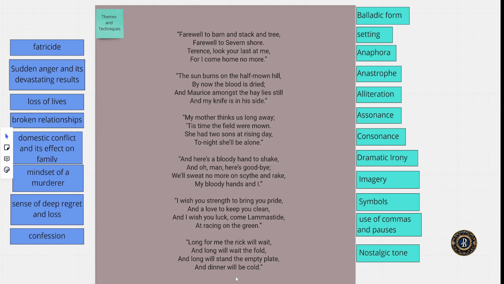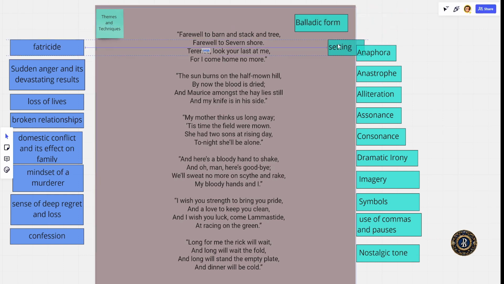Now let's discuss the techniques employed by the writer A. E. Housman in this poem. He has used the balladic form in the poem. Ballad is a narrative poem. In this poem also we would find a story about this brother who kills his own brother Morris. And it has a surprise beginning. The story is given in a narrative form, and the language is also simple, and the story is tragic. All these are the features of a ballad. Unlike the traditional ballads, this one is relatively simple and short.